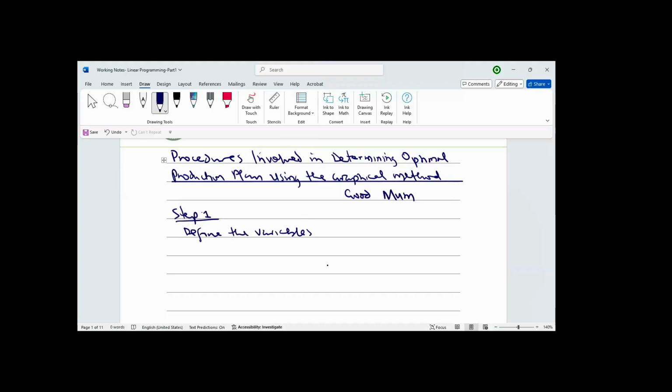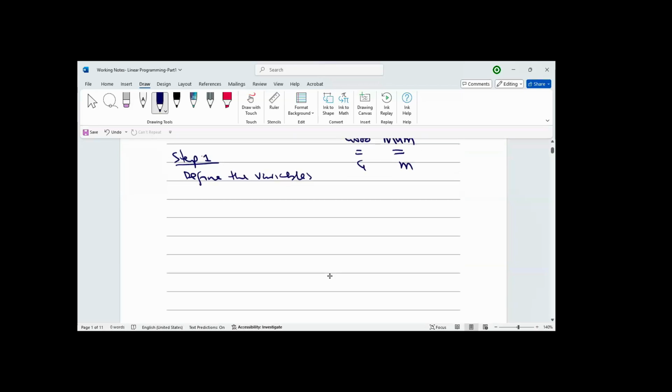In this case, of course, you cannot say five of good plus two of mom. So you need to define the variable by saying let good equal to g, for example, then let mom equal to m. With this, you can say 5g plus 2m equal to 100. So it's easier that way. This is what I mean by define the variables. So step one is to define the variables.